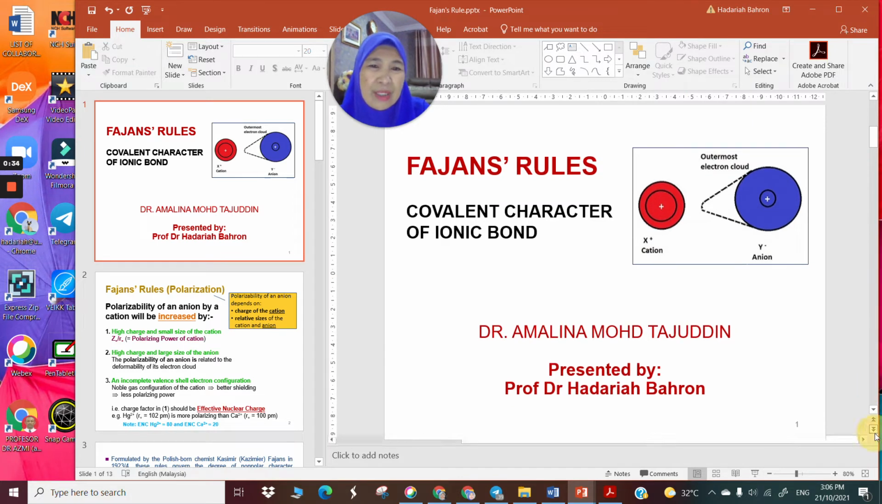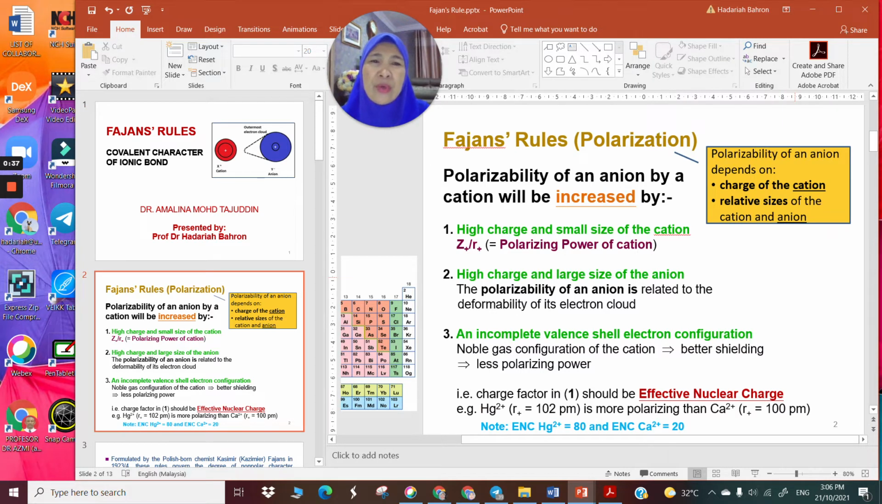So when I talk about Fajans rules or polarization, we are talking about how in an ionic bond or in an ionic compound, the cation may polarize the anion. So it is talking about the polarizability of an anion by a cation, the effect of the cation on the electron cloud of an anion. And polarizability, or the ability to become polarized. We learned about polarization in lecture 3.